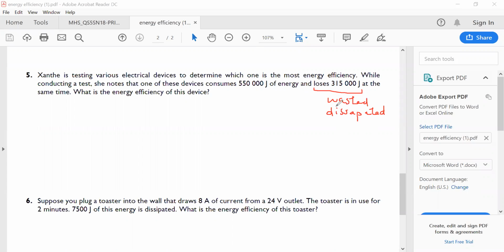It means 315 joules is not useful. So the first step is always to take the amount consumed and subtract the amount wasted, which will give us the amount that's useful.